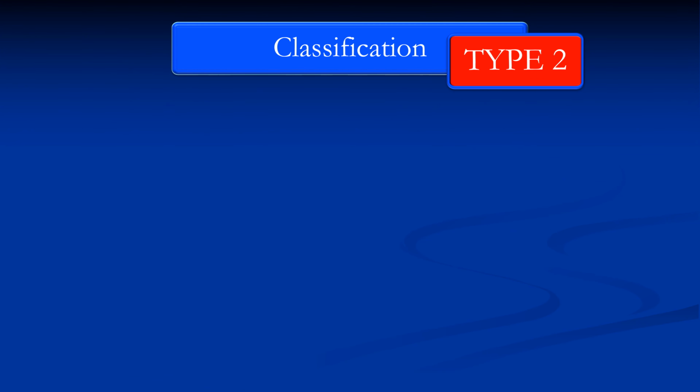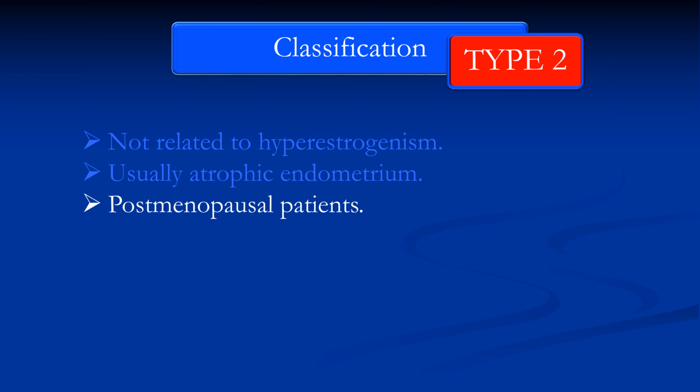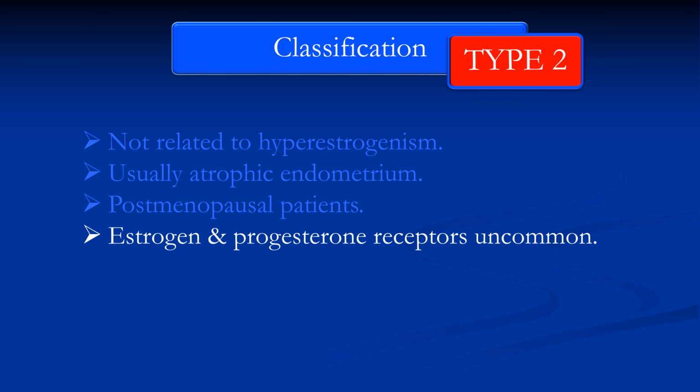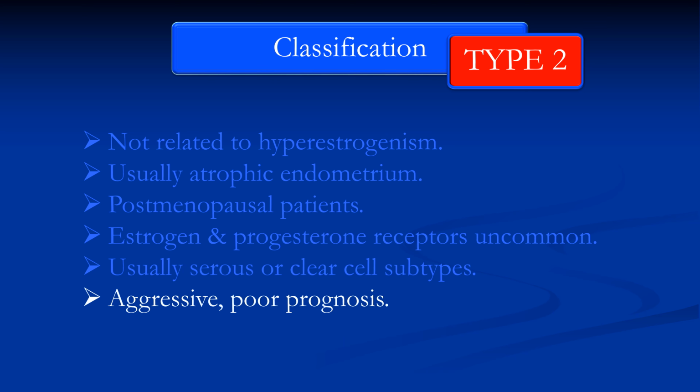Criteria of type 2 endometrial carcinoma. Type 2 is not related to hyperestrogenism. Usually atrophic endometrium. It affects postmenopausal, so older, patients. Estrogen and progesterone receptors are uncommon to find. Usually serous or clear cell subtypes, aggressive with poor prognosis.